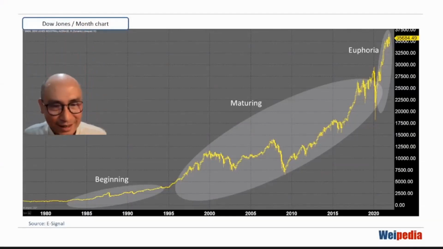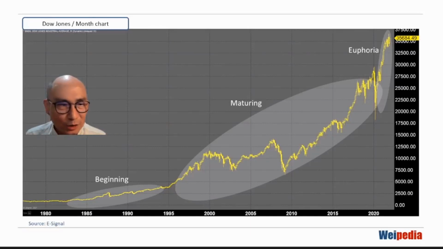Okay. Now, we could see that from 1982, as in the earlier demonstration, the US stock market started to enter into a bull trend from 1982 onwards. Between 1982 and before 1995 is the beginning stage. And then we enter an era in the 90s where the US market is in the maturing stage. Then I would say that after the pandemic, the US stock market as a whole has entered into a euphoria stage.